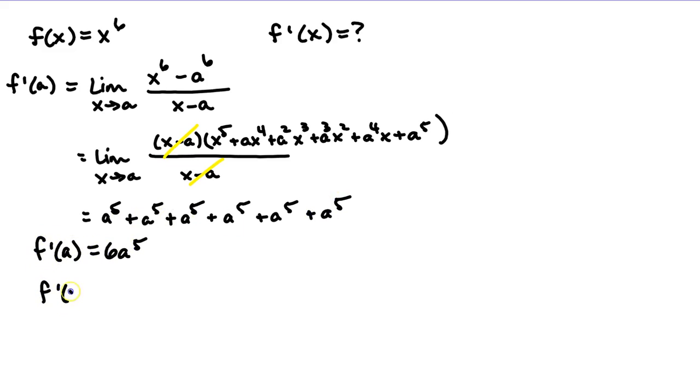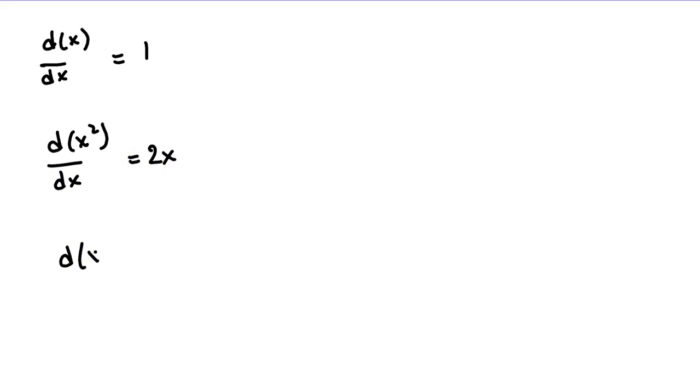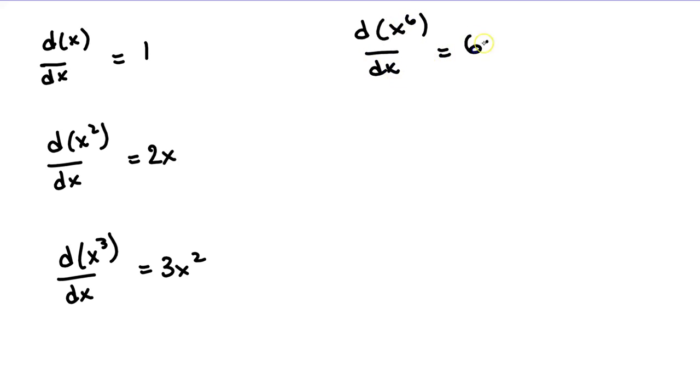So that means f prime of x is 6x to the fifth. So the derivative of x to the sixth power with respect to x is 6x to the fifth. Now let's look at what we have. The derivative of x is 1. The derivative of x squared is 2x. The derivative of x cubed is 3x squared. The derivative of x to the sixth is 6x to the fifth.